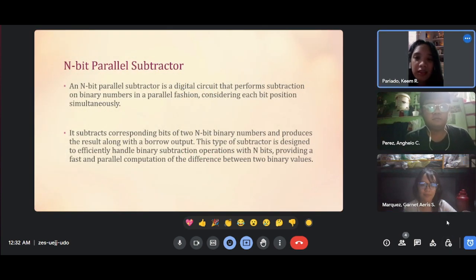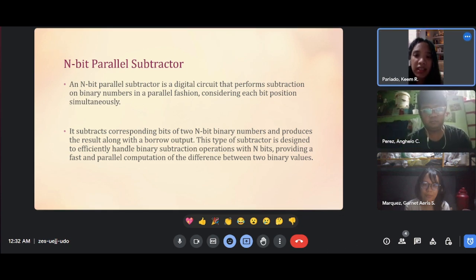What is an n-bit parallel subtractor? An n-bit parallel subtractor is a digital circuit that performs subtraction on binary numbers in parallel fashion, considering all bit positions simultaneously. It subtracts corresponding bits of two n-bit binary numbers and produces the result along with a borrow output. This type of binary subtraction operation uses an adder, providing a fast and parallel computation of the difference between two binary values.